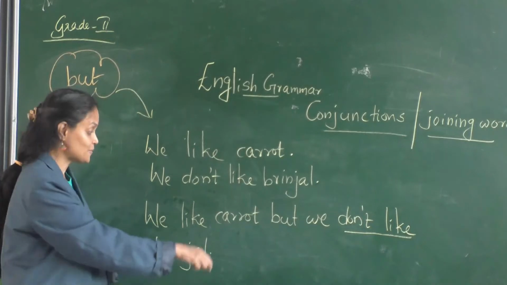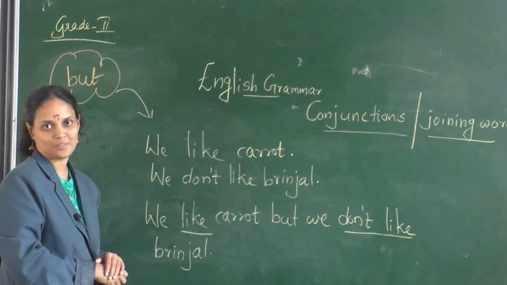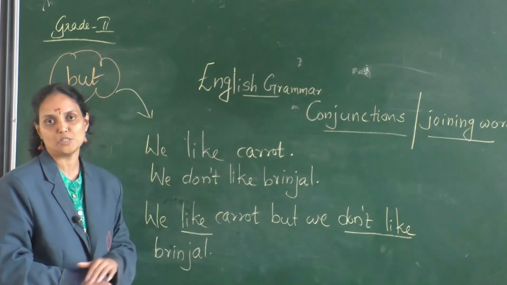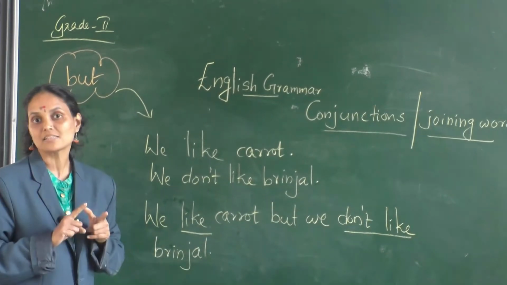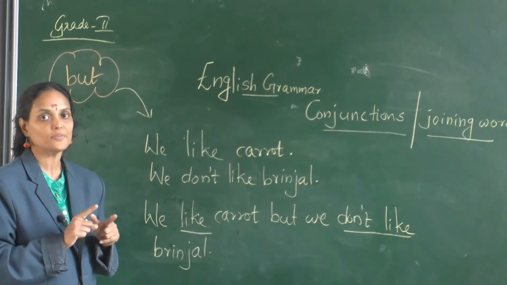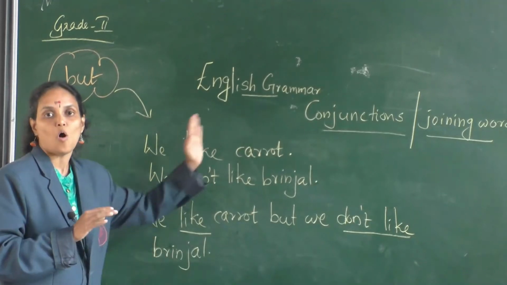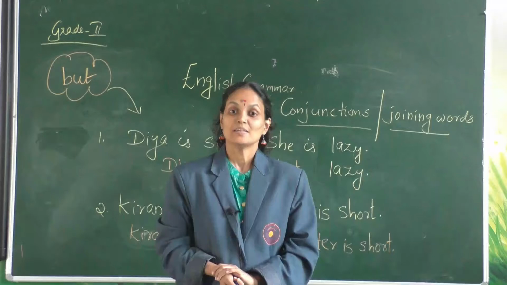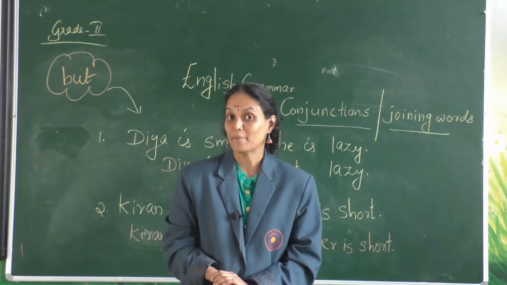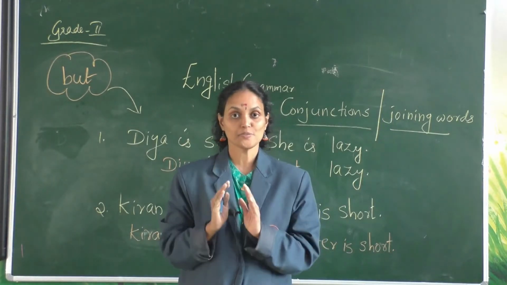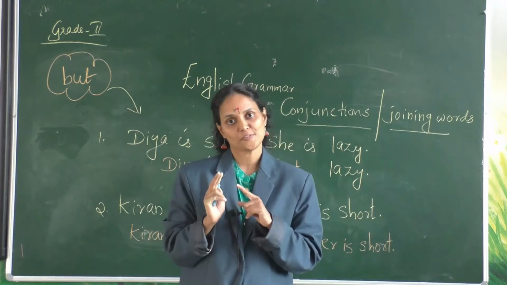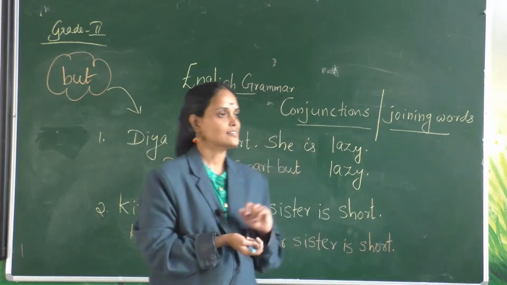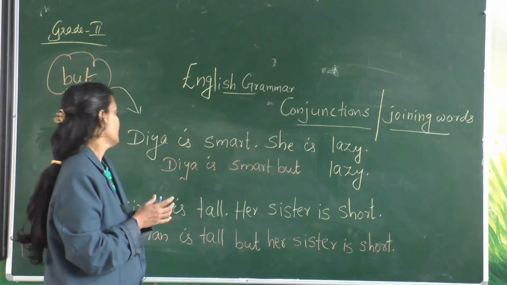In the first sentence, we like carrot. The second sentence, don't like brinjal. But is used to frame or to combine two opposite meanings or two opposite ideas. So, we are discussing the use of but. But is used to combine two opposite ideas or two opposite words or meanings. Right?